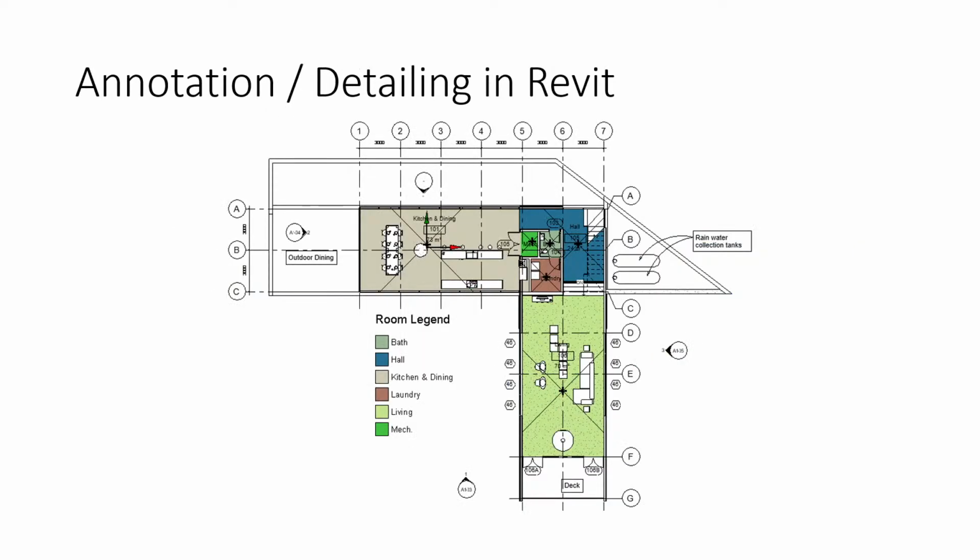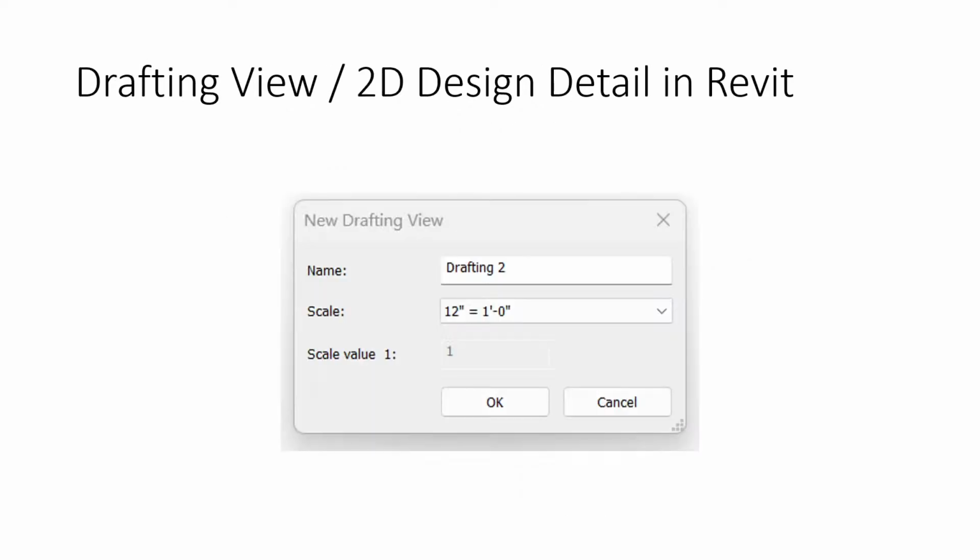Annotation and detailing. Okay, so what is annotation? It is adding notes, dimensions, symbols, these things. So we will learn how to add hatch. In Revit, it's not hatch, it is filled region. Okay, so we'll learn the annotation tab.